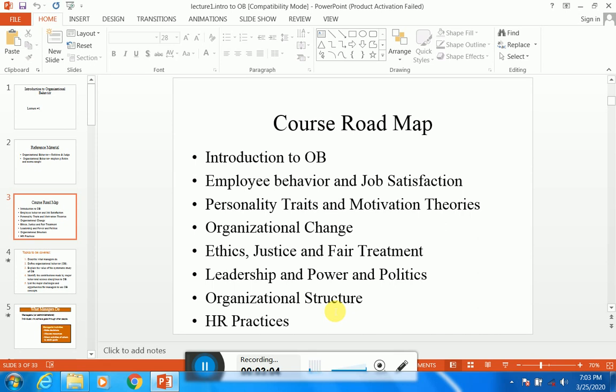And last but not least, HR practices. We will discuss different HR practices, like, for example, staffing, recruitment, hiring, firing, turnover, etc. Let's move to the next slide.